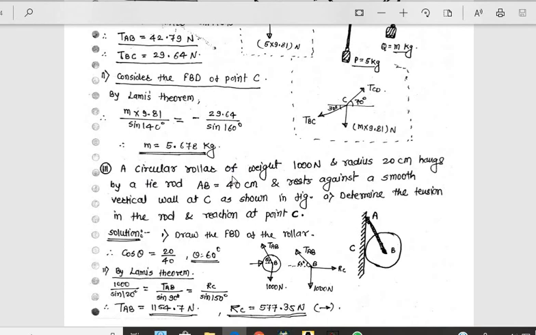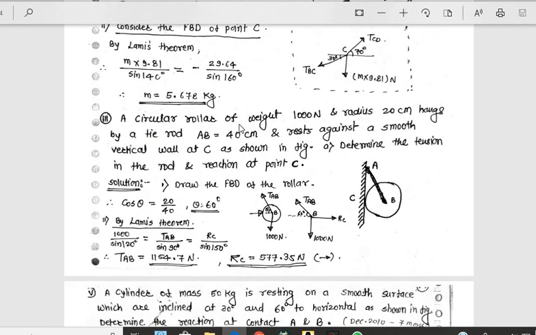Next problem. A circular roller of weight 1000 Newton and radius 20 centimeter hangs by a tie rod AB equal to 40 centimeter and rests against a smooth vertical wall at C as shown in figure. When there is a smooth vertical wall, friction force is absent. Determine the tension in the rod and reaction at point C. See, this is the A, B, C. First we have to draw the free body diagram.